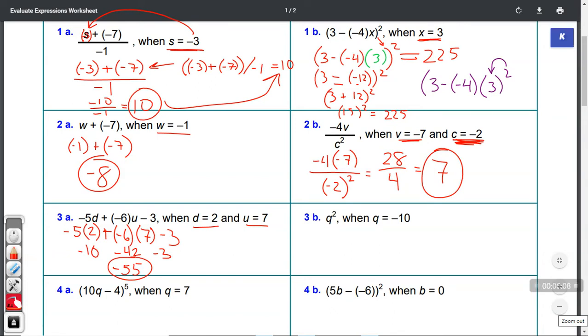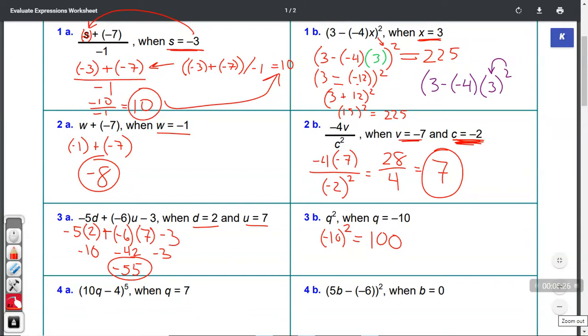All right, so again, Q gets replaced with parentheses, the value of Q, and parentheses. Then continue writing, which means the squared goes outside. This, plug it into your calculator. You should get 100. I'm encouraging you to plug this one into your calculator because this is where most people mess up.